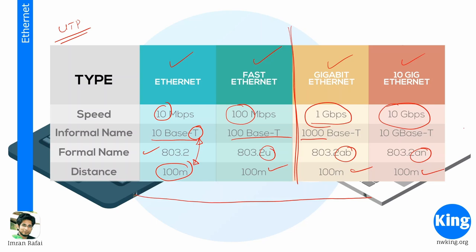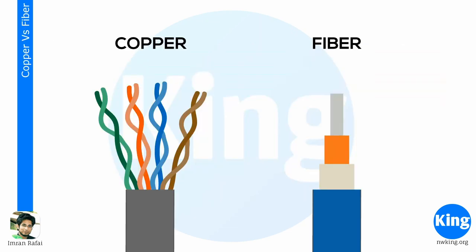It would help if you remember the formal names, because it could be part of exams where they might say 802.3ab and then they will ask what's the maximum speed, right? So it's not that difficult. It's only four of those names that you need to remember, so it would help to remember those names.